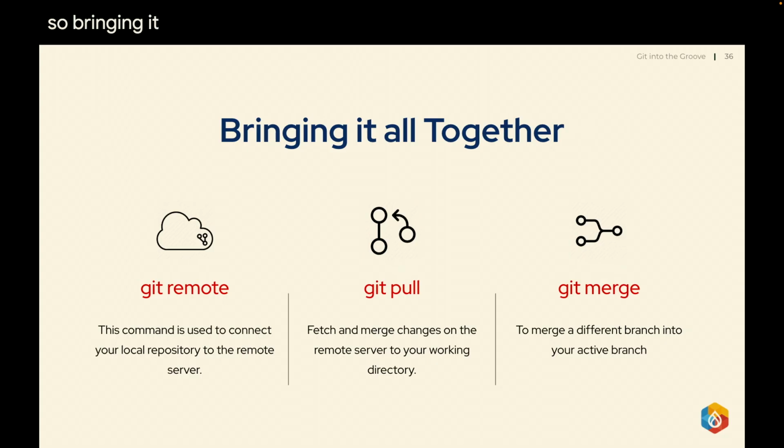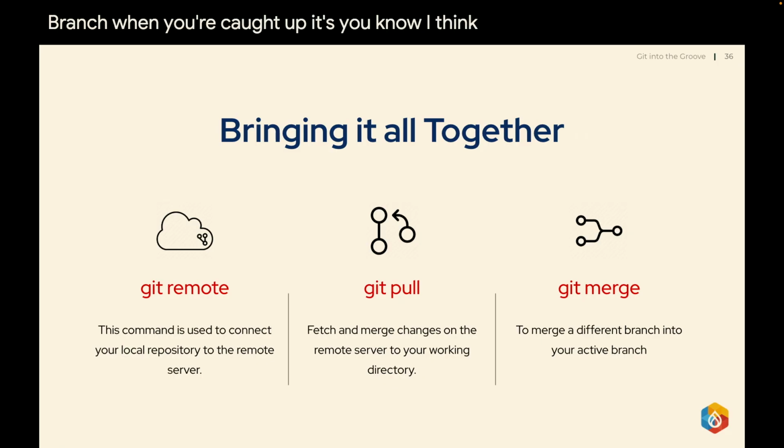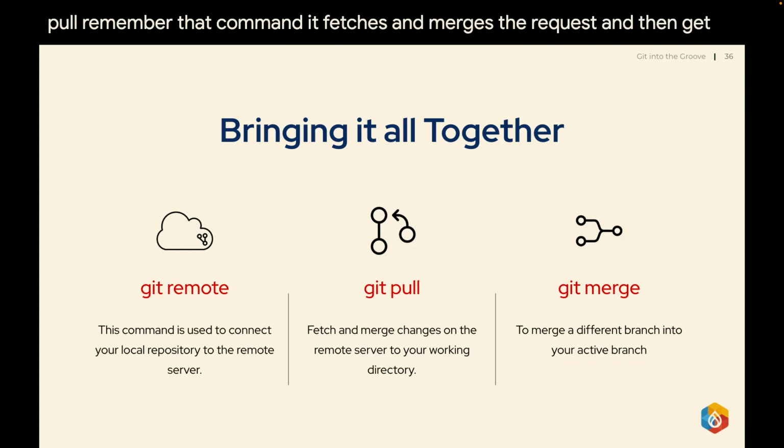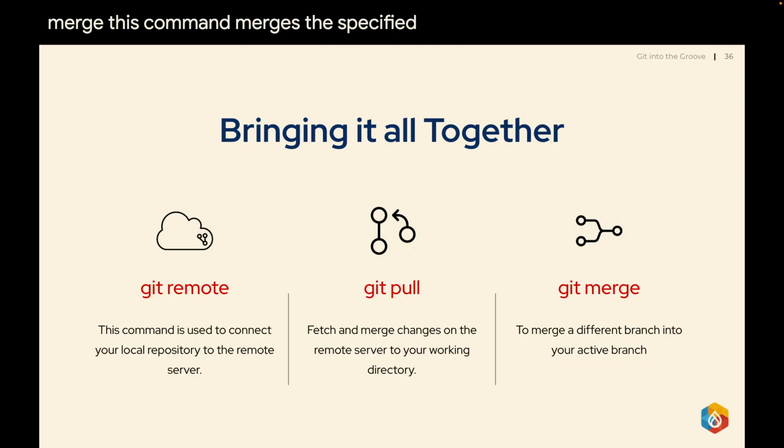So bringing it all together. This is more than just pushing your code to a clean branch when you're caught up. I think when we get close to feature releases, all of us are sort of frantically working on things at once. So you want to make sure that it's all together and merged. So git remote, this is the command to connect your repository to the remote server. Git pull, remember that command, it fetches and merges the request. And then git merge, this command merges the specified branch into your current branch. So you're able to kind of blend your work together.